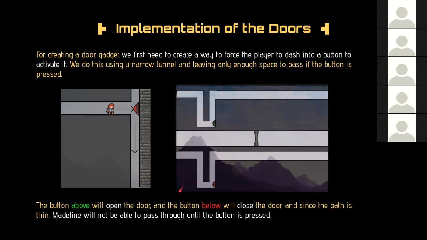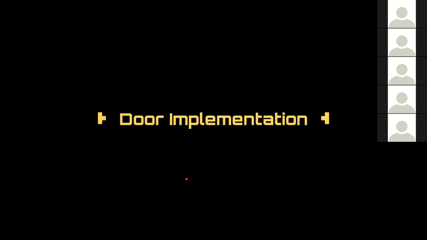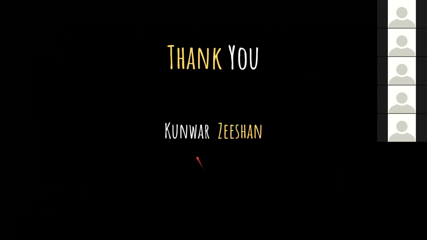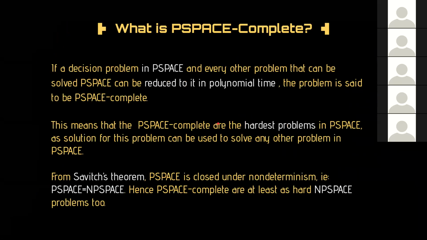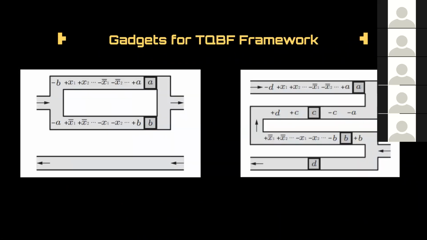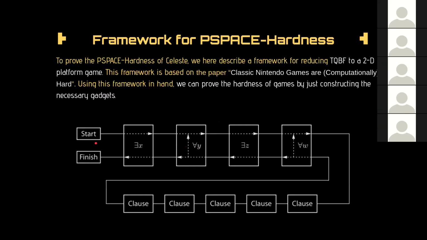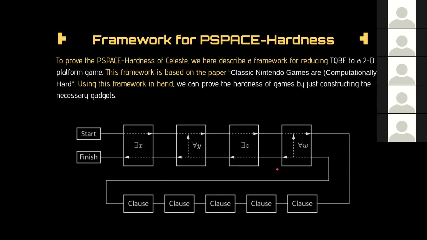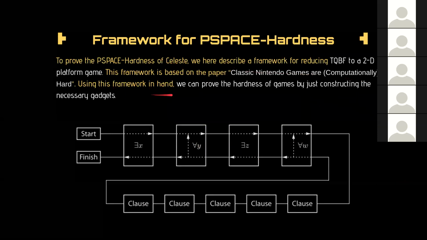Also, we have to show that Celeste is in PSPACE. I think I missed the slide. Okay. To show that this is in PSPACE, we can just show that here is a solution. You can traverse this pathway. The number of frames remains polynomial to the number of variables. So no, that was the reduction proof.